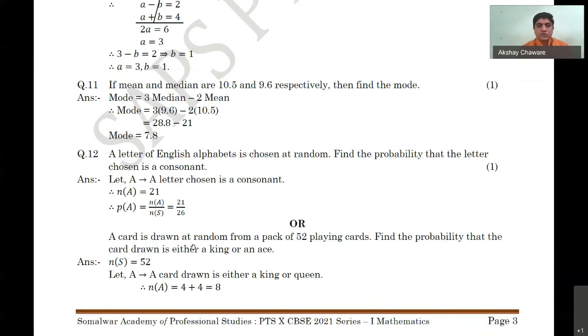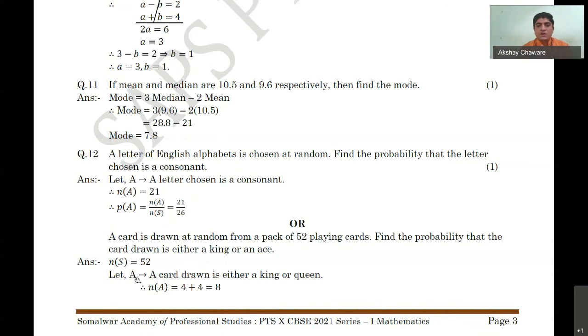Now, in the optional question, a problem related to playing cards is given. A card is drawn at random from a pack of 52 playing cards. Find the probability that the card drawn is either a king or an ace. Now total playing cards are 52, so that's why we have written N of S equal to 52 here.